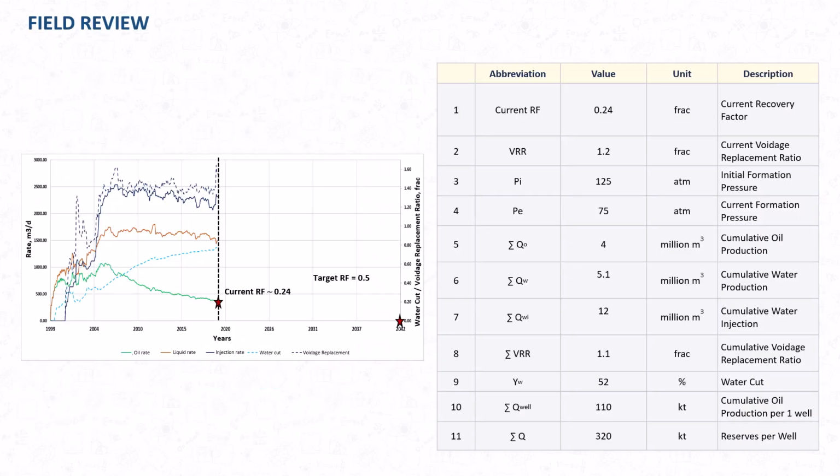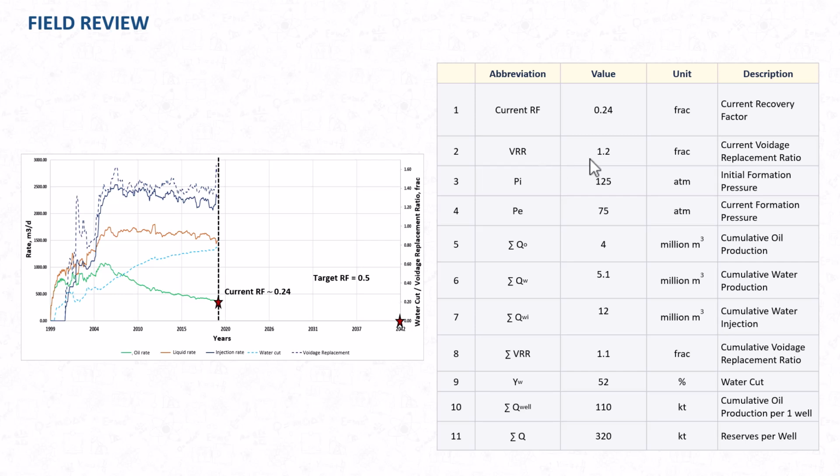Here's the current situation with the field. So here, as you can see in the review, our current recovery factor is only 0.24. The target recovery factor is 0.5. And one can see that we would probably be even able to reach this recovery factor, but it would take us a long time. So what we can do now is to increase the speed of recovery and speed up the development.